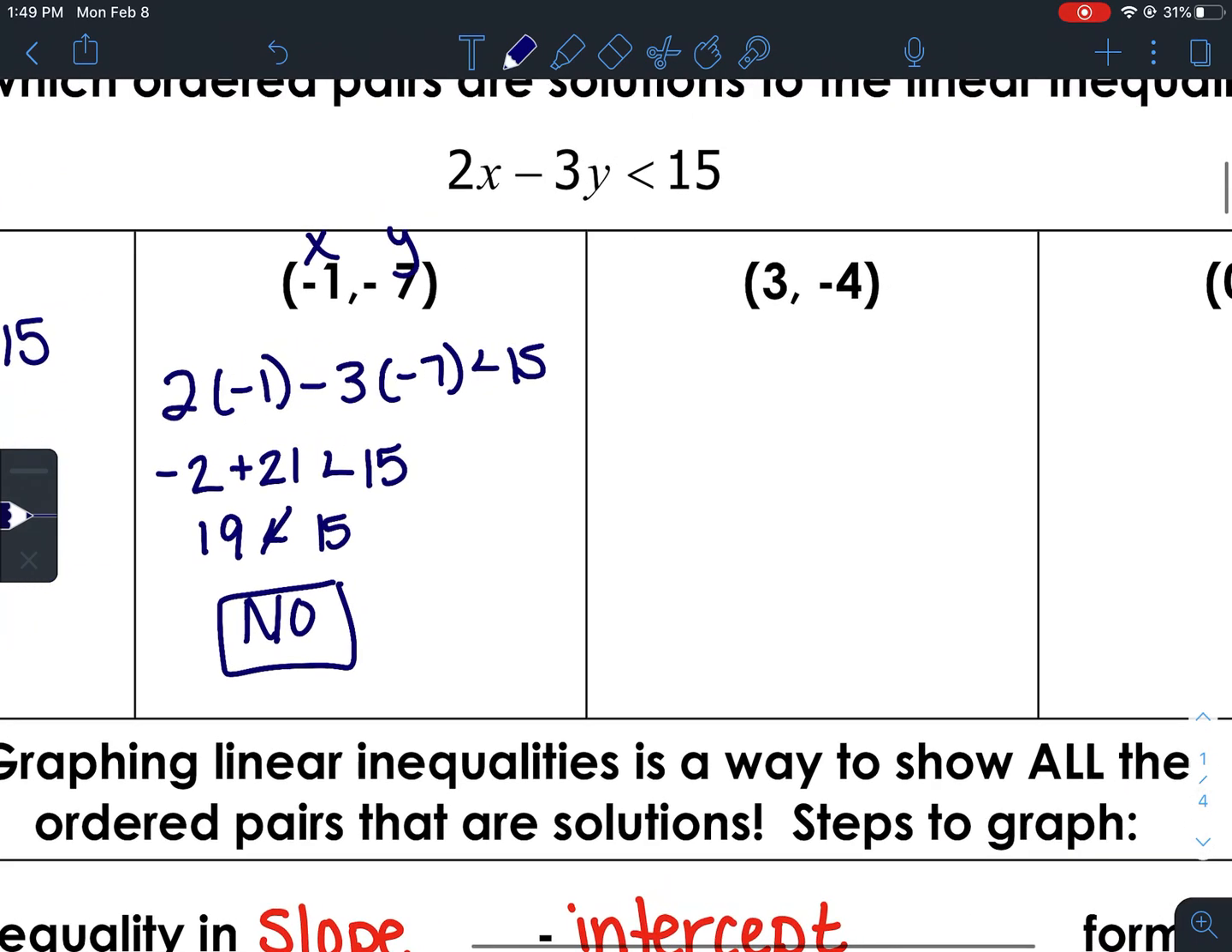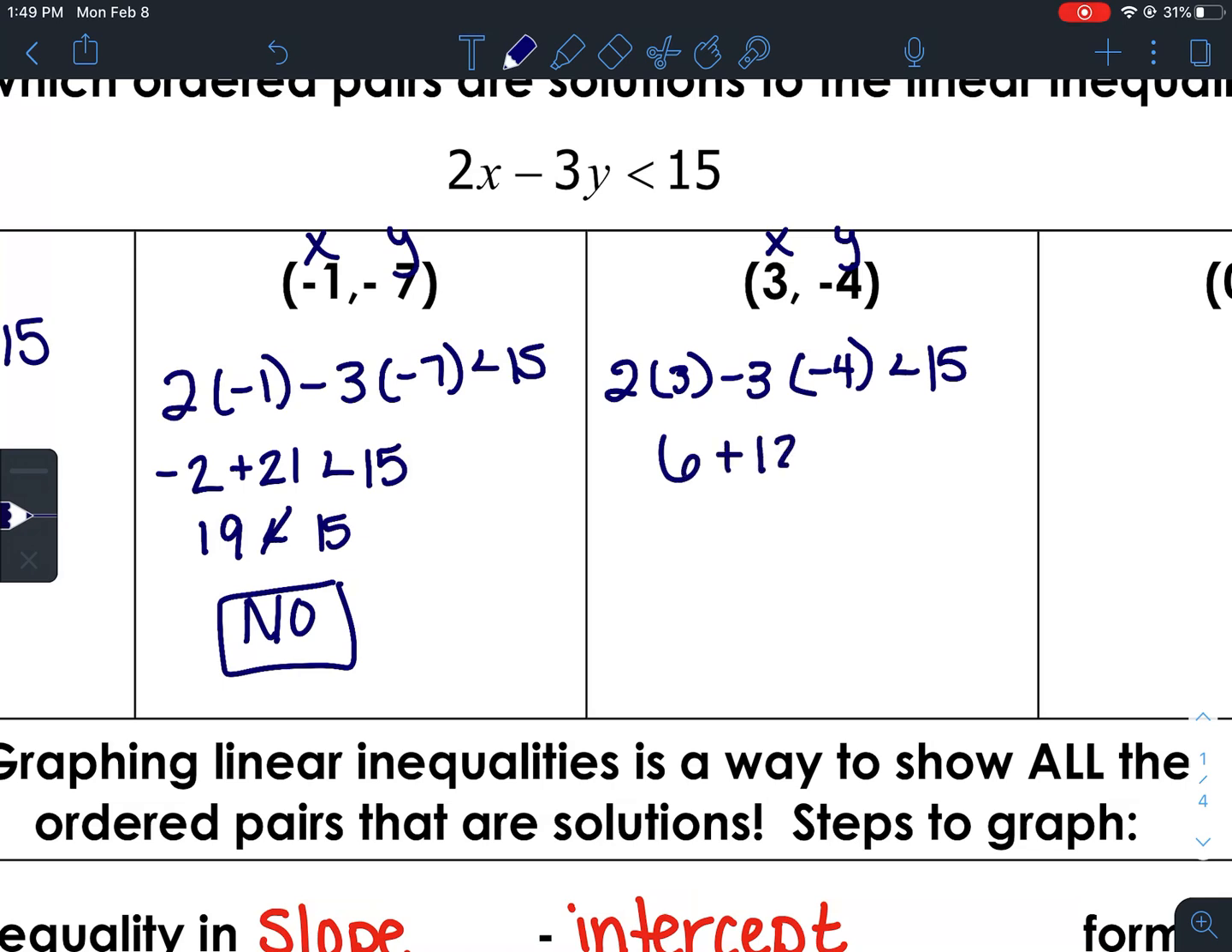All right, let's try this one. Same thing, x and y. 2 times our x minus 3 times our y should be less than 15. 6 plus 12 should be less than 15. 6 plus 12 is going to give me 18, which is not less than 15, so this one is also a no.